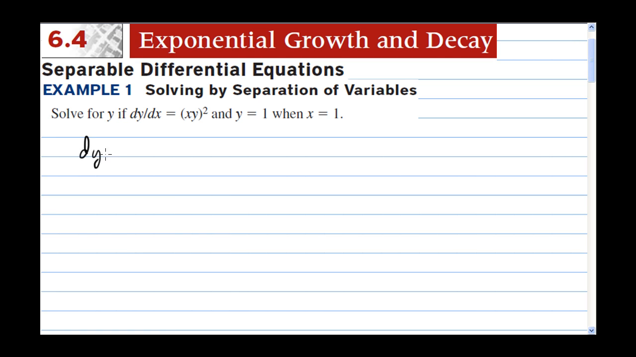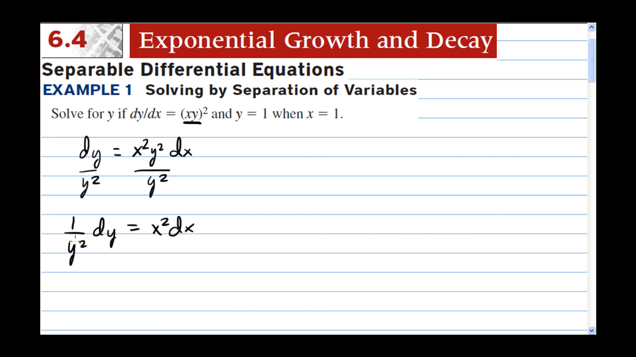So the first thing we're going to do is multiply both sides of the equation by dx. And we can make that x squared y squared, and we have dx. So we've multiplied both sides by dx, and we have raised both x and y to the second power. Now we want to separate the variables. We want the y squared on the dy side, and we want all the x's on the dx side. So we need to divide both sides by y squared. So we have 1 over y squared dy equals x squared dx.